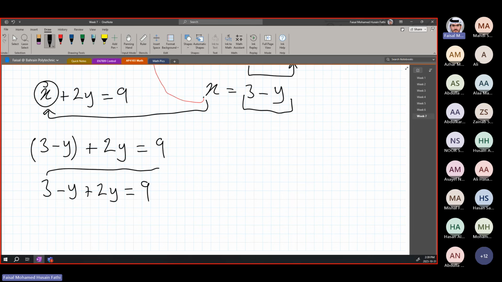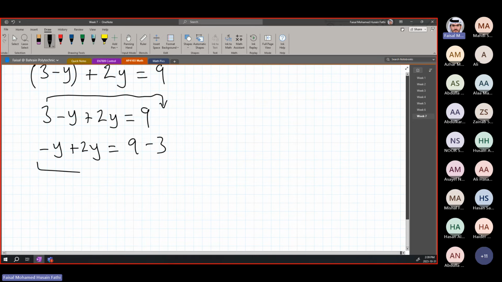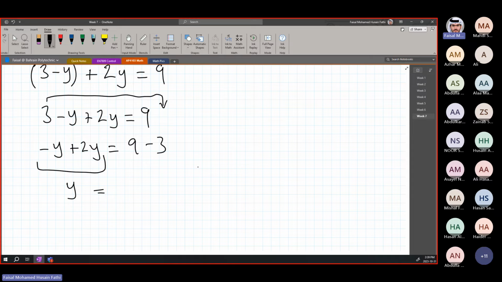We take the 3 to the other side. So we have minus y plus 2y is equal to 9 minus 3. So minus y plus 2y, like you say 2y minus y, which is just y, is equal to, because this is minus 1 plus 2, which is 1, so 1y is equal to 9 minus 3, which is equal to 6. And we got our y.